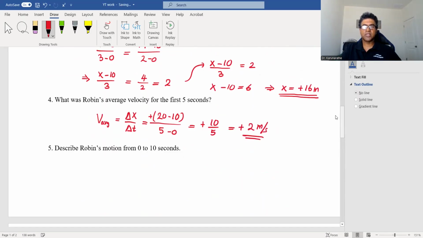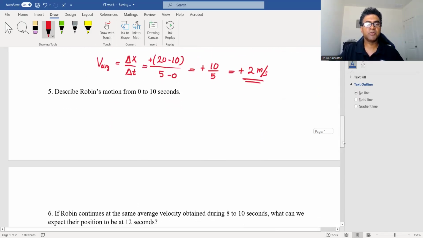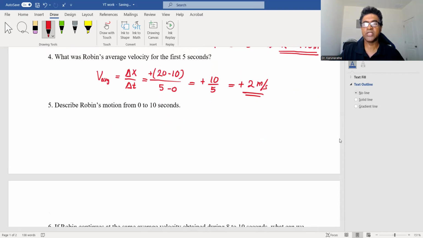So the average velocity for the first 5 seconds for this person, Robin, is plus 2 meters per second. The plus sign tells us that the object is moving in the positive direction. That's what it tells us. Then the fifth one, describe Robin's motion from 0 to 10 seconds.